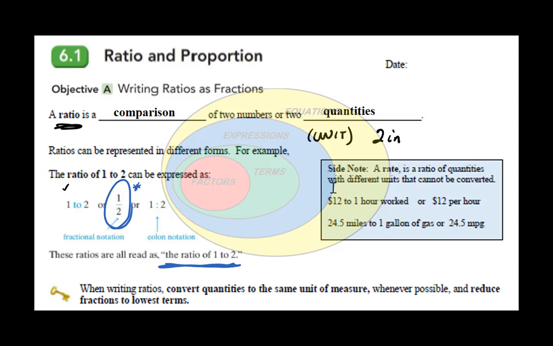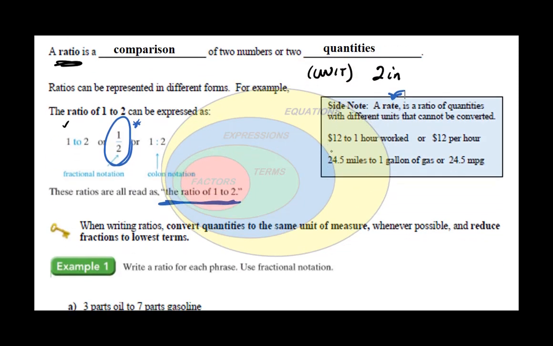Now, as a side note, a rate is a ratio of quantities with different units that cannot be converted. If we look at $12 compared to 1 hour, dollars an hour, I cannot convert to the same units. The same thing with miles to gallons. These are rates, comparing quantities with different units. Usually we'll hear them expressed as $12 per hour or 24.5 miles per gallon.